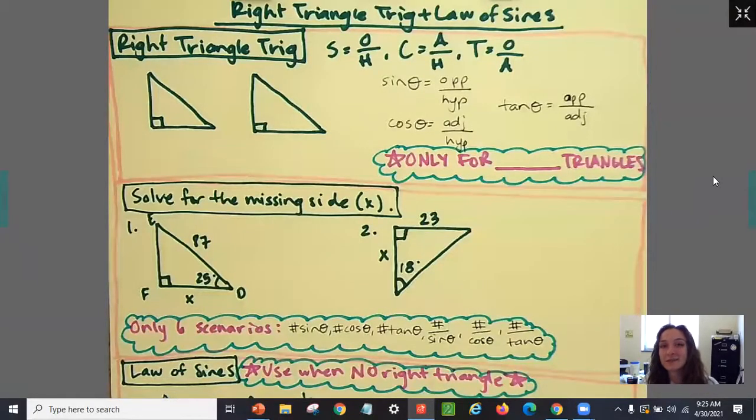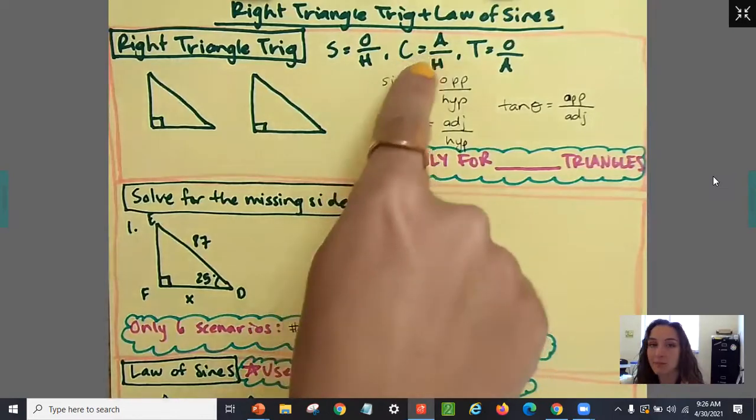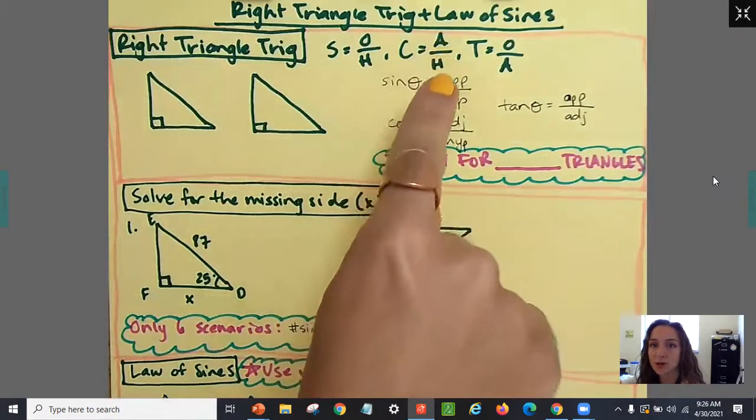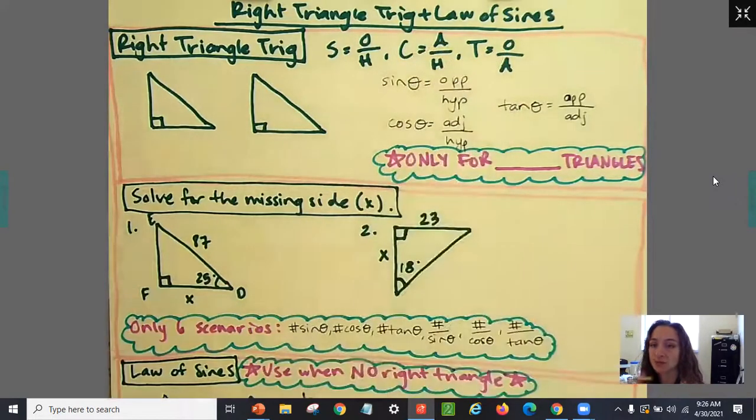Hello everyone. In this video we're going to be talking about right triangle trig and the law of sines, but in this particular video we're going to be doing the right triangle trig. So just a reminder, right triangle trig is SOHCAHTOA, or sine equals opposite over hypotenuse, cosine equals adjacent over hypotenuse, tangent equals opposite over adjacent.